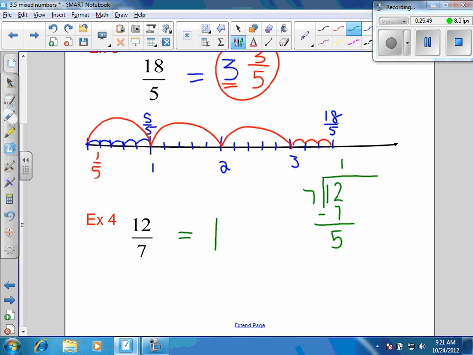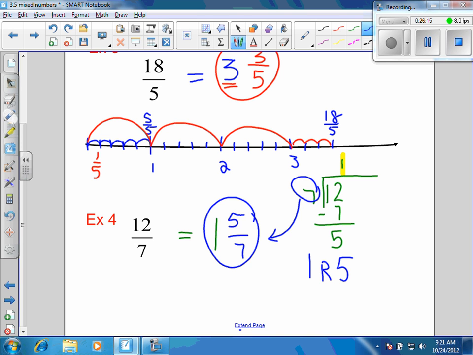Remember we already did this in the beginning of the year with decimals? The fraction form? Oh, yeah. 1 and 5/7. So it's 1 and the remainder. That's in remainder form, but in fraction form it's 1 and the remainder over the divisor. You guys have done that part already this year.